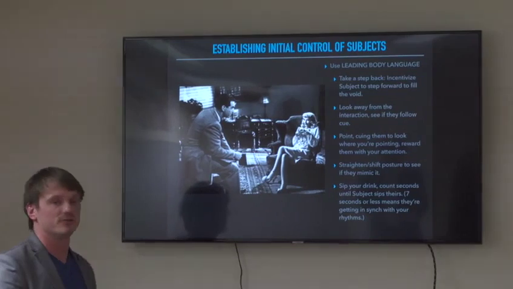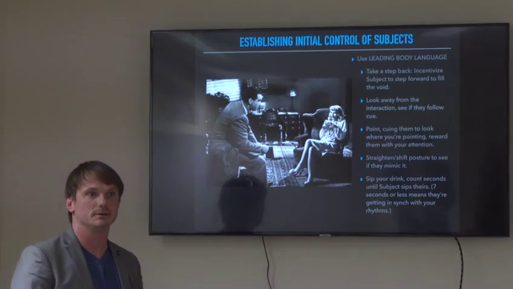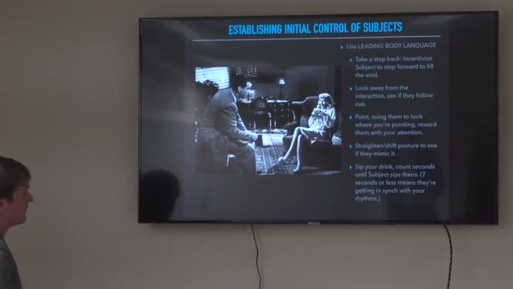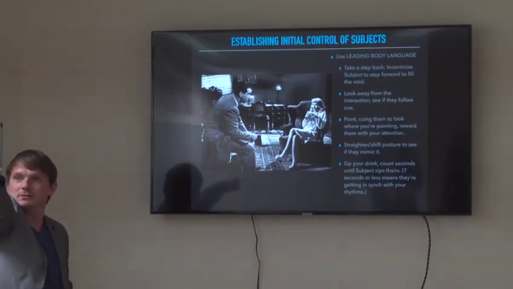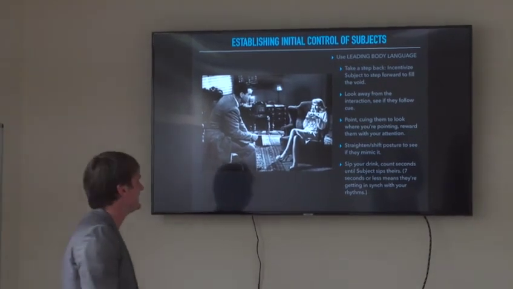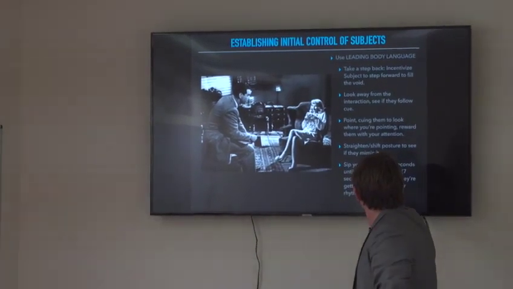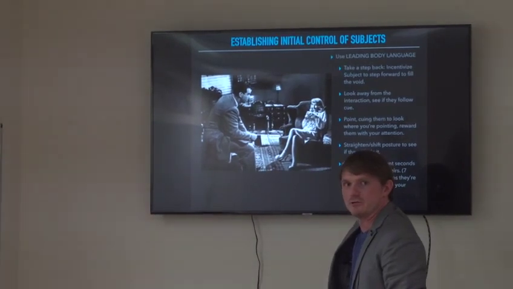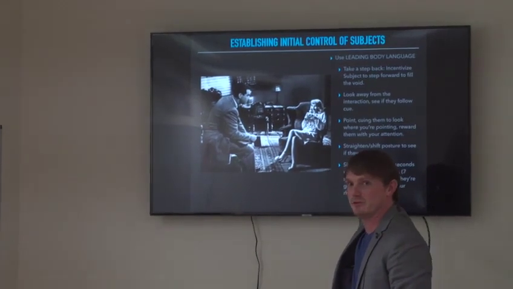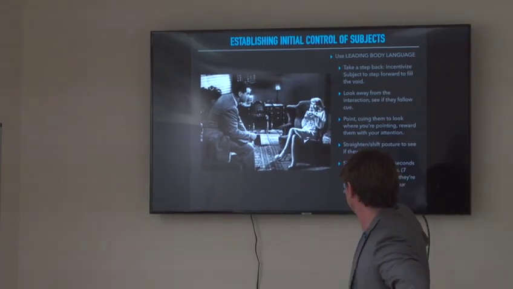Look away from the interaction, see if they follow the cue. Some people are just racing. Are they doing the same thing? Then they're getting in sync with you. Hey, look, you guys read ahead. Damn it. So do all these things, see if they do the same thing. If they take a sip of their drink or drag on their cigarette seven seconds after you do, they'll jump off a bridge with you.